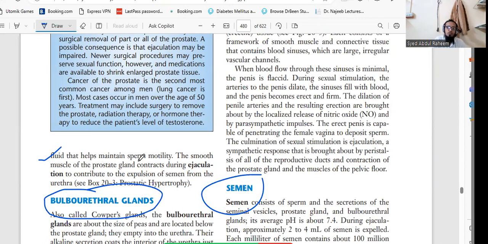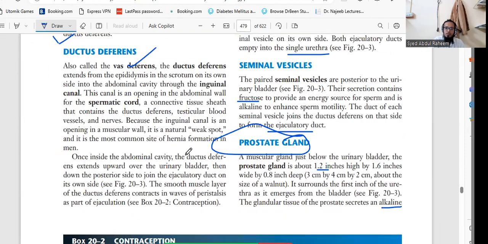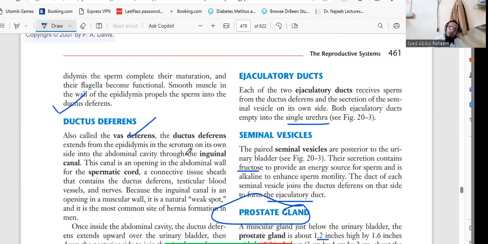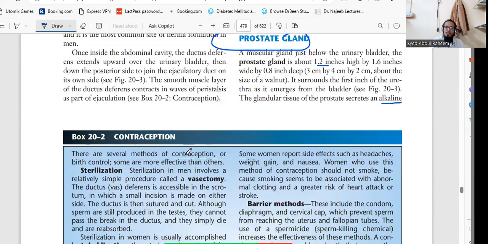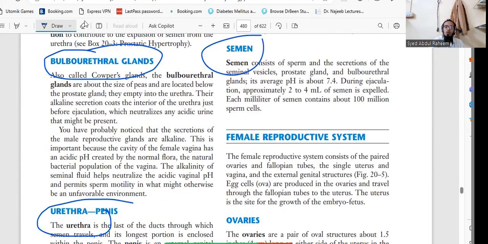The smooth muscle of the prostate gland contracts during ejaculation to contribute to the expulsion of semen from the urethra. So here, the prostate gland helps, because its smooth muscle releases the semen from the urethra. Okay, understood. So this is about the seminal vesicle and prostate gland. The seminal vesicle has fructose. Here we have an alkaline substance, which improves the motility. And next we have the bulbourethral gland. Now the three glands we have to discuss.